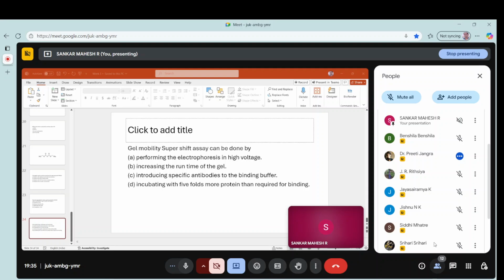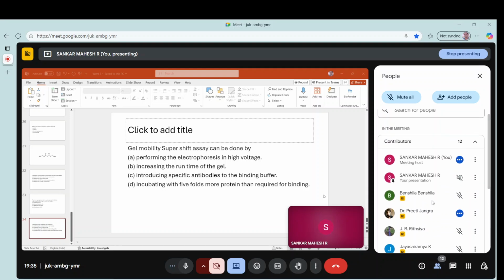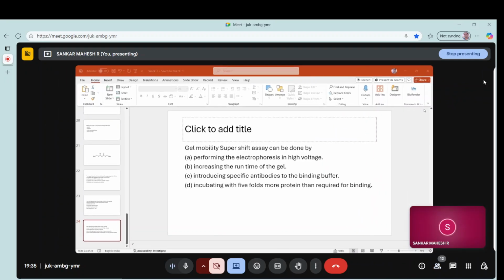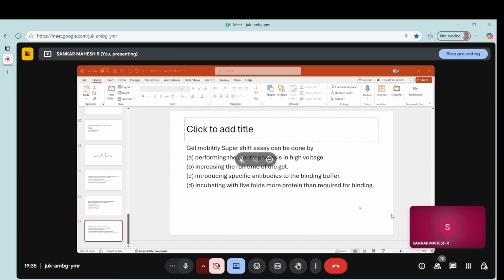Sorry? Option? Is it C? Yeah, it is option C, specific antibodies. Yeah, that's the right answer.